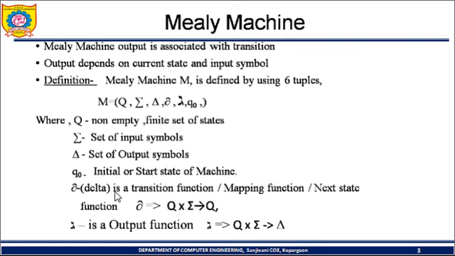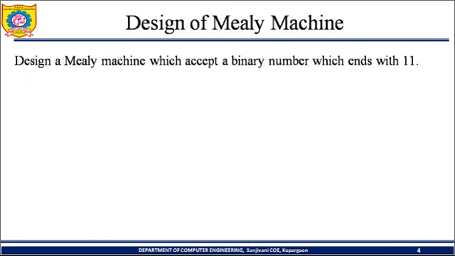Delta is a transition function, mapping function or next state function. In the case of a Mealy machine, delta is nothing but the current state times the current input alphabet, which gives the next state in Q. And lambda is the output function. Here, lambda is nothing but the current state times the current input alphabet, which will decide the output alphabet.